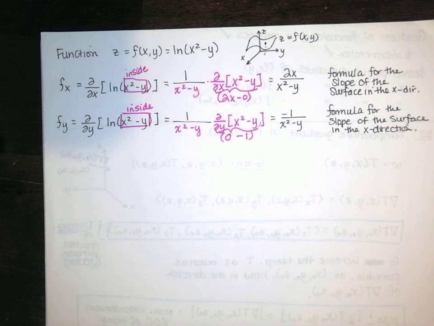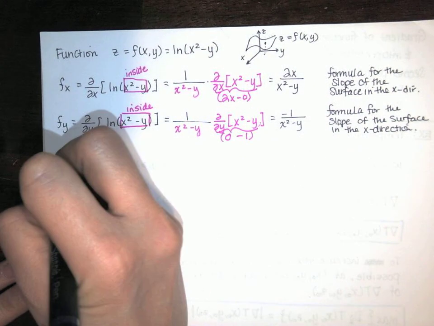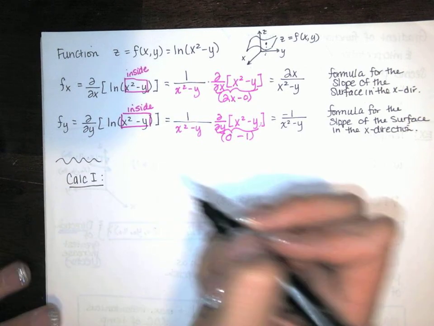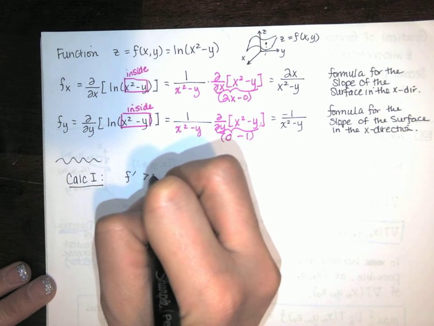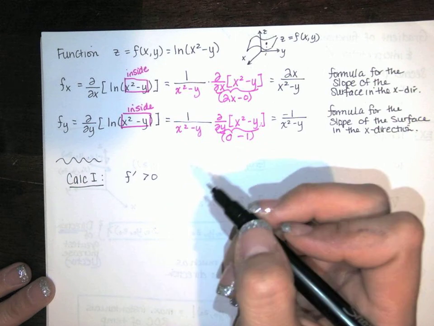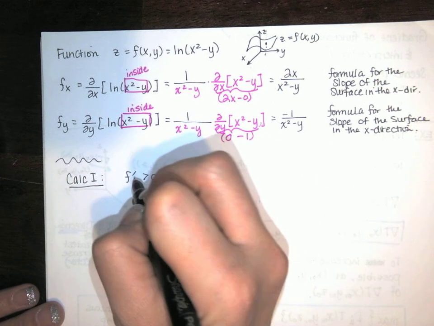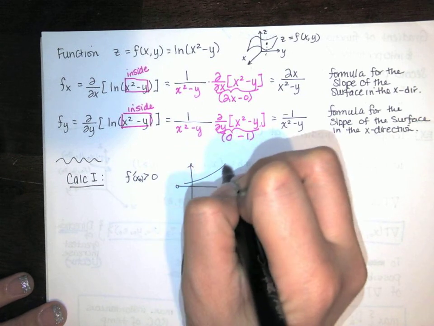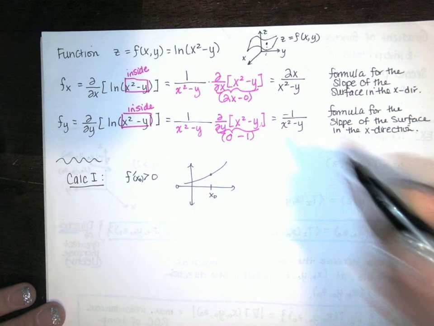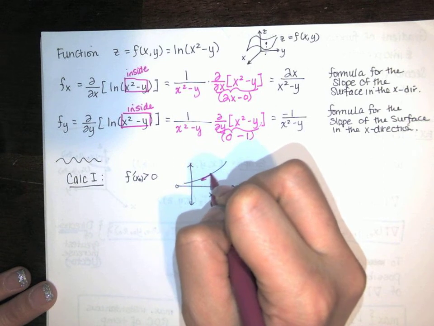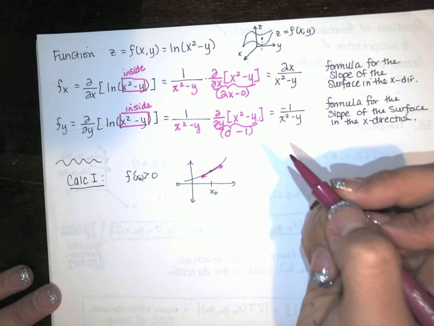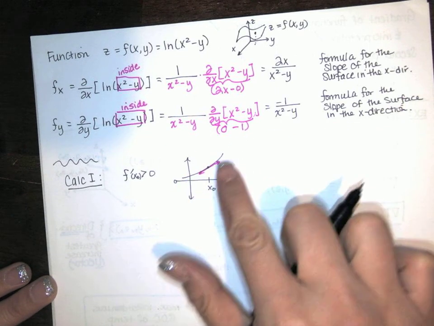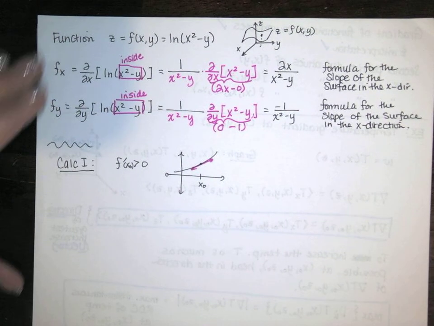Now, just as a brief review, remember from Calc 1, when you're taking first derivatives, if f prime is positive, that means the function is increasing at that particular x value. Let's say f prime of x naught is positive. So here's my graph, here's x naught, f prime of x naught is positive. If I draw the tangent line, it has a positive slope. The graph is increasing there. You look at it from left to right, it's going up. That means it's increasing.